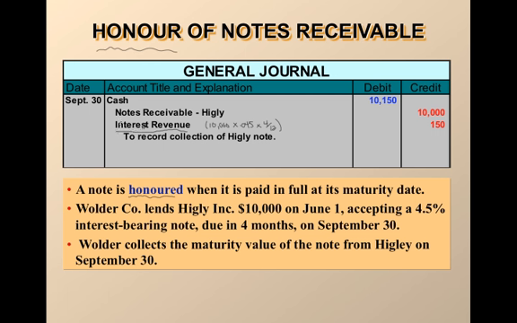Now, remember, if there is a year end in the middle of this note, in the middle of these 4 months that you have, then you've got to do the adjusting entry to recognize the interest revenue in the months prior to that year end.